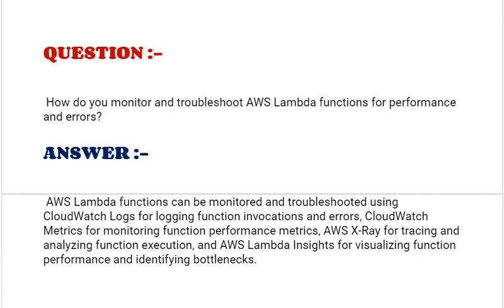Our next interview question is: how do you monitor and troubleshoot AWS Lambda functions for performance and errors? Your answer should be: AWS Lambda functions can be monitored and troubleshot using CloudWatch Logs for logging function invocations and errors, CloudWatch metrics for monitoring function performance metrics, AWS X-Ray for tracing and analyzing function execution, and AWS Lambda Insights for visualizing function performance and identifying bottlenecks.